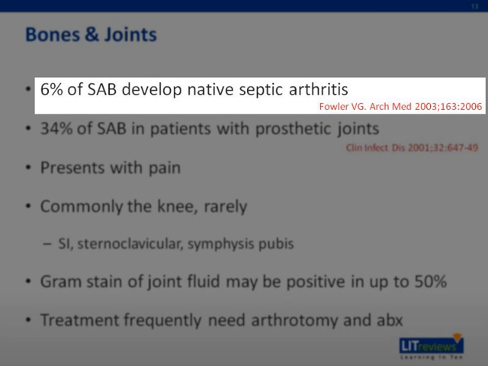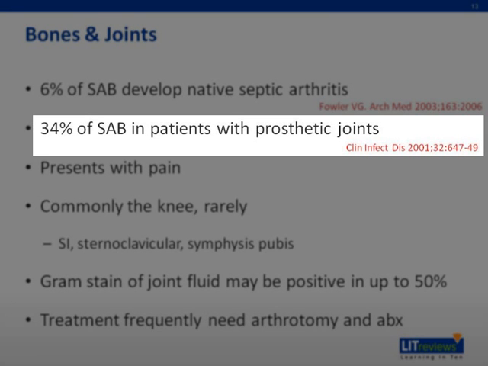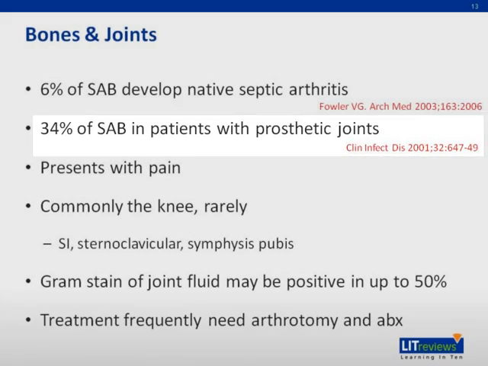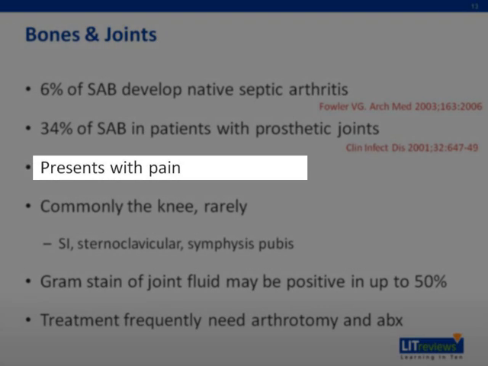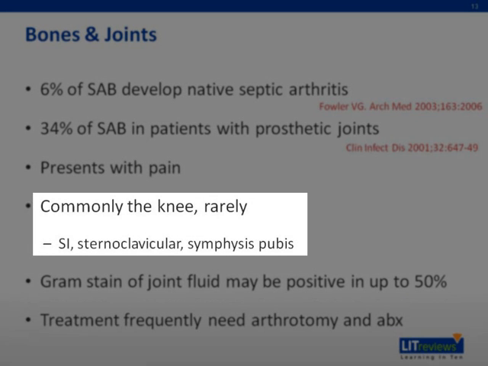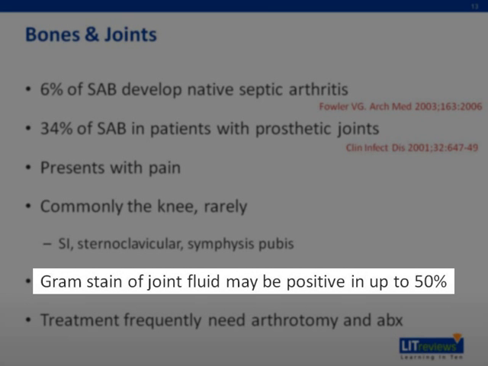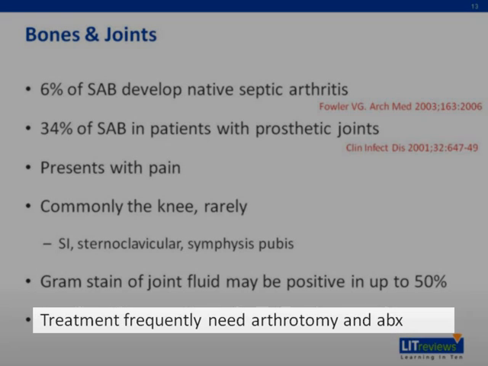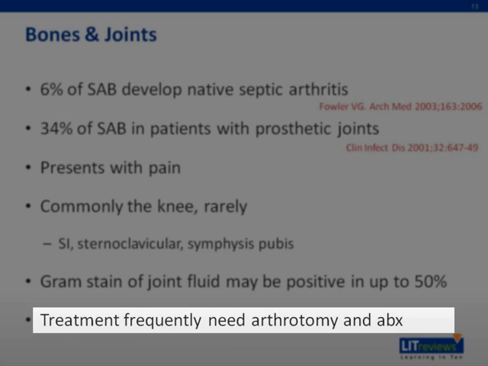About 6% of Staph aureus bacteremia develop septic arthritis, compared to an even higher incidence in patients with prosthetic joints. And most patients present with pain again. The knee is the most frequently involved joint, and joint aspirates with gram stain may identify up to 50% of the patients. Treatment frequently requires antibiotics as well as arthrotomy and washout of the joints. And in the setting of a prosthetic joint, this frequently requires removal of the implants in a 1 to 2 stage replacement.